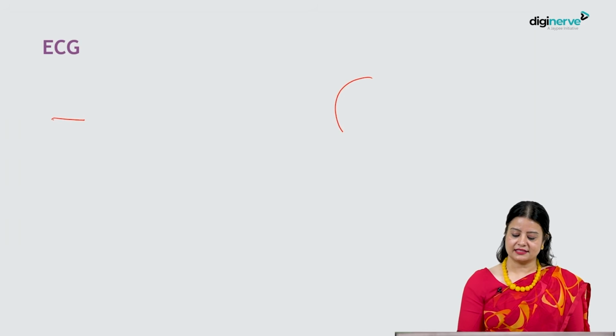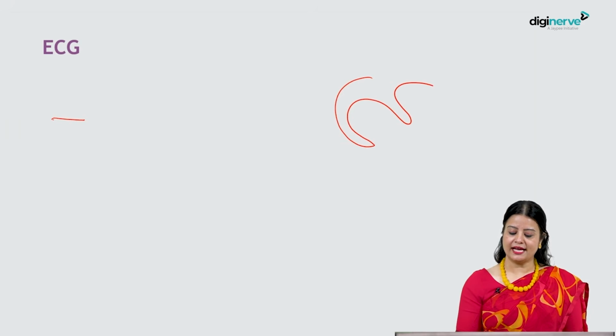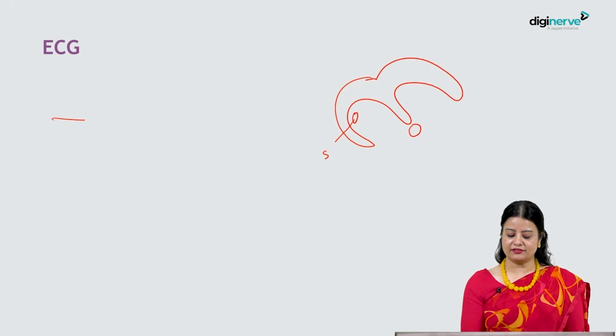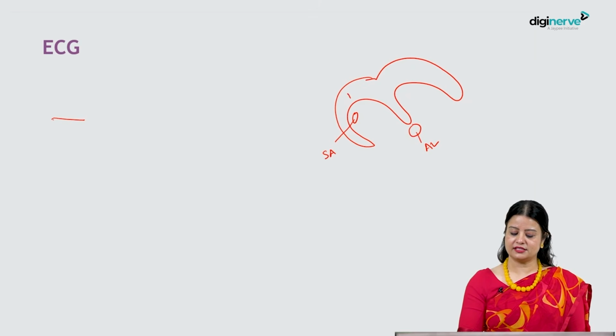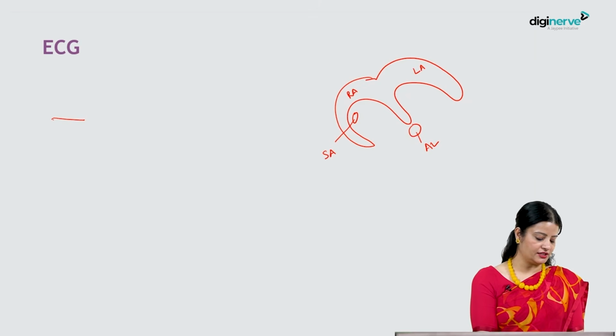So now let's see what happens in the atria when the SA node sends the impulse to the AV node. This is the SA node, this is the AV node, this is the right atrium, this is the left atrium showing the interatrial septum.